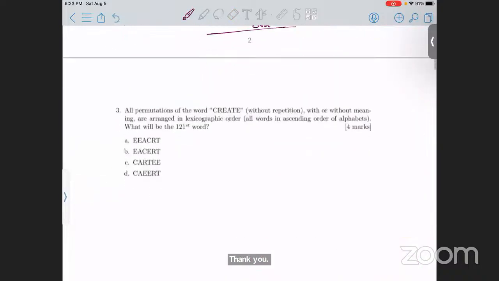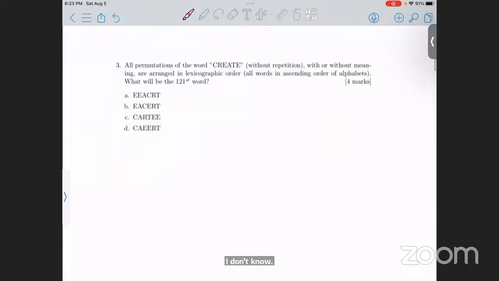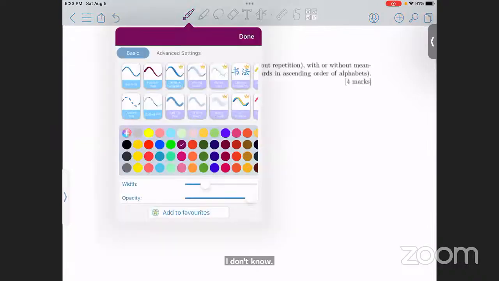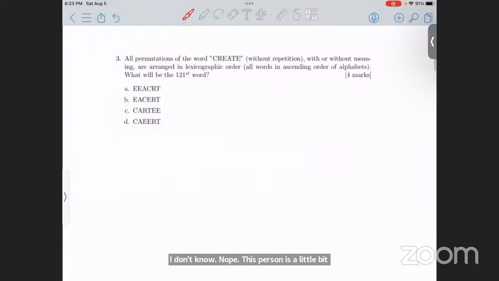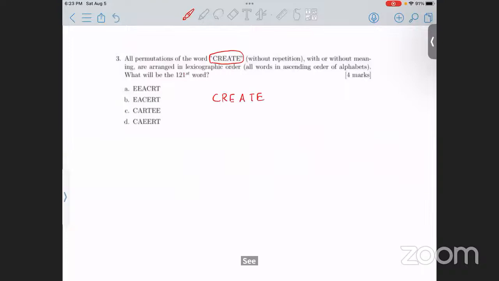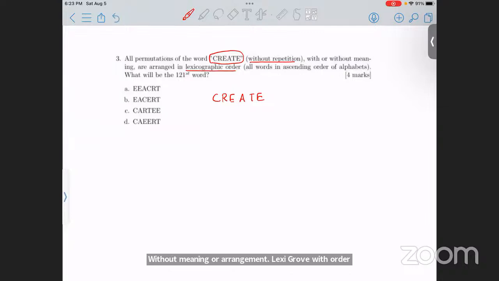And then we will move on to the third question. Look, this question is a little bit tricky. All permutations of a word CREATE without repetition, with or without meaning, are arranged in lexicographic order. Means all the words in the ascending order of alphabets.